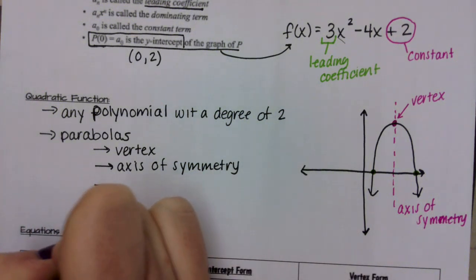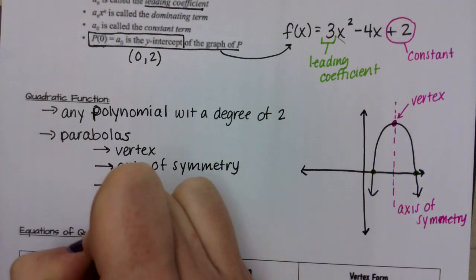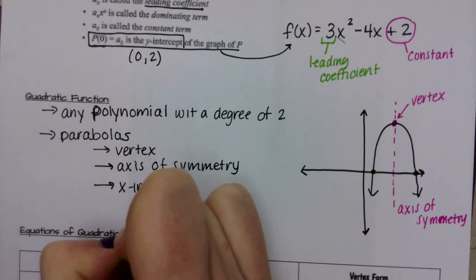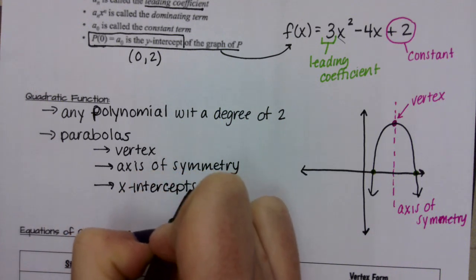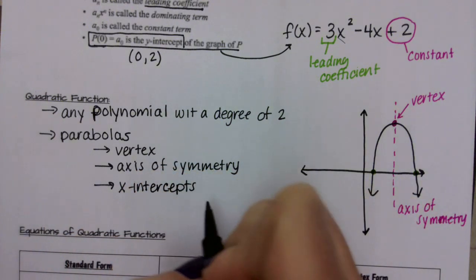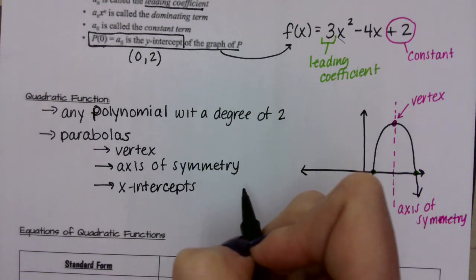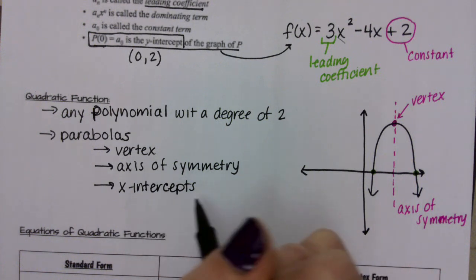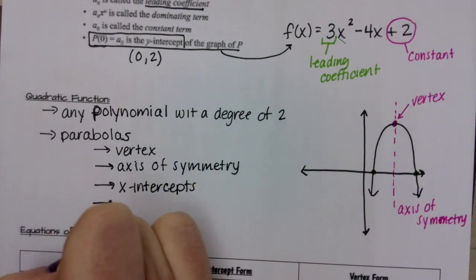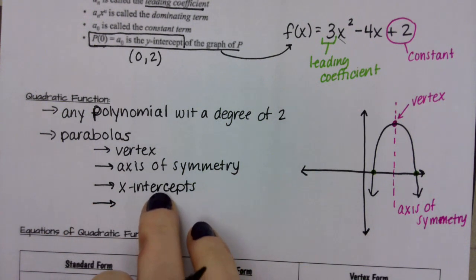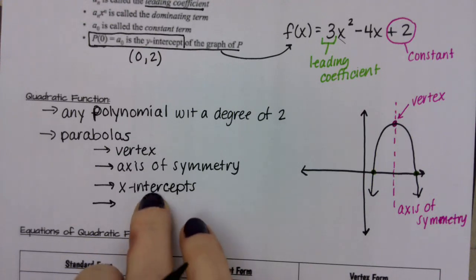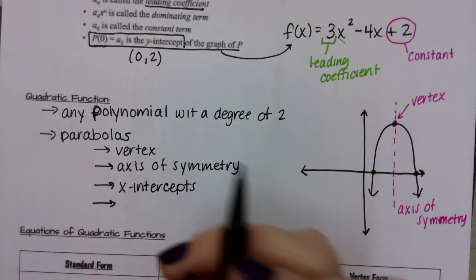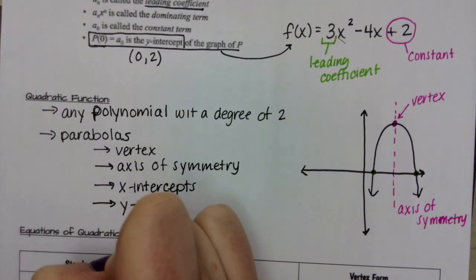Okay? It will have sometimes x-intercepts. Remember our x-intercepts? There's three other names for those. Those are our roots, our solutions, our x-intercepts, and our zeros. So any of those words, that would be your x-intercepts. You do not always have to have an x-intercept. Remember, if we use the quadratic formula and we get i's, then we don't have any x-intercepts.